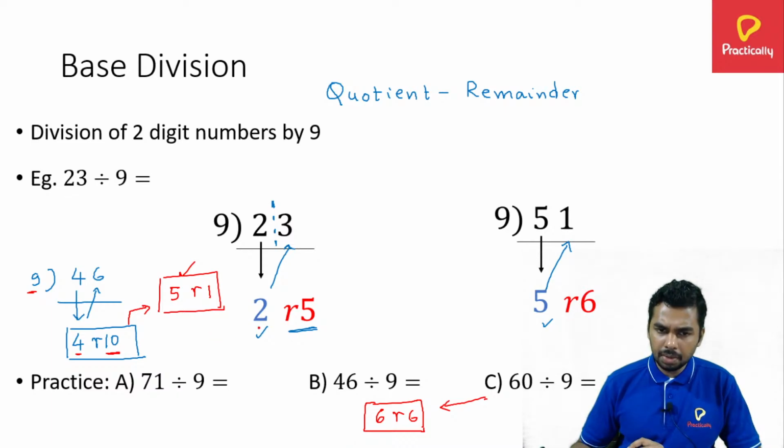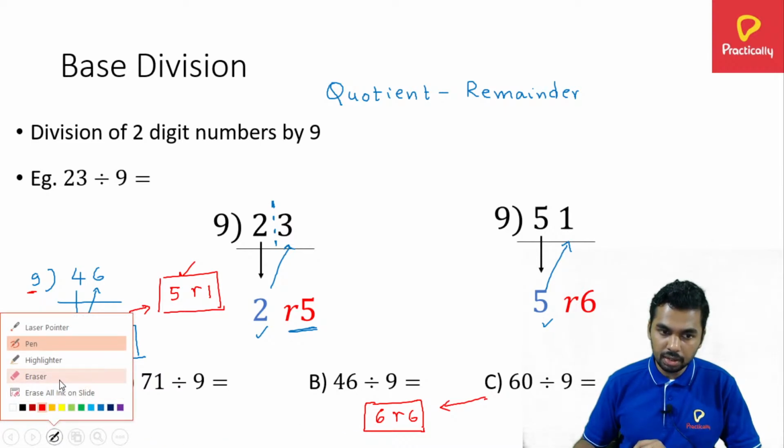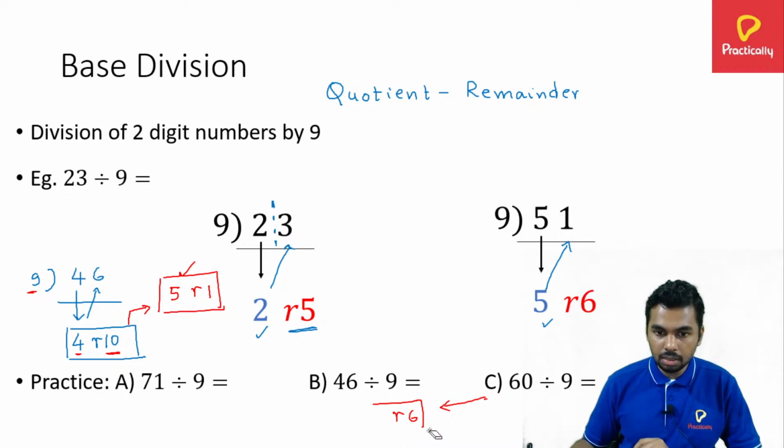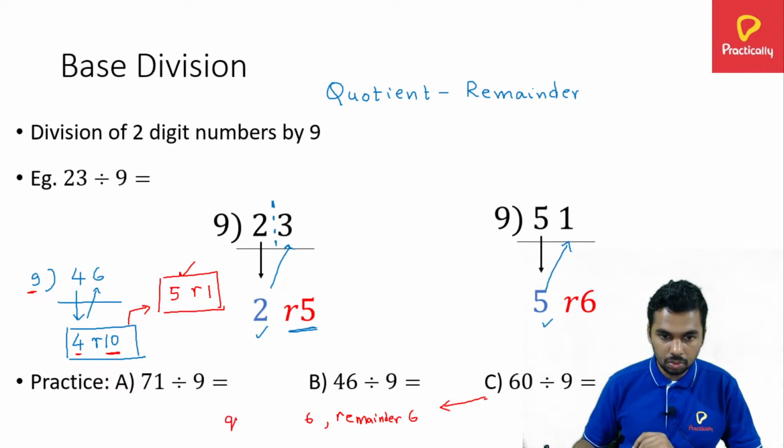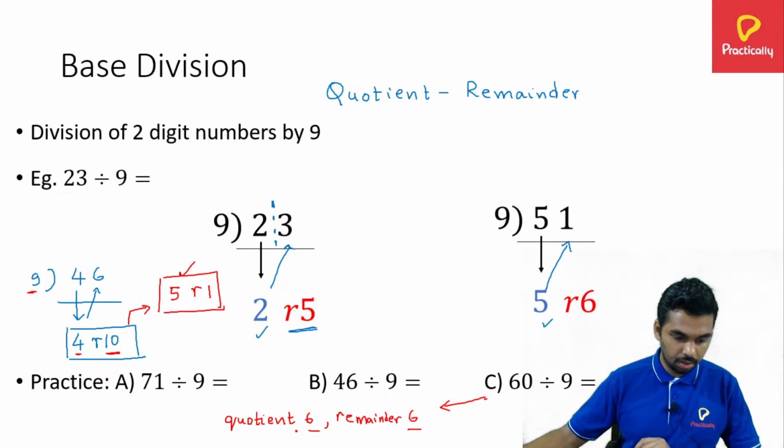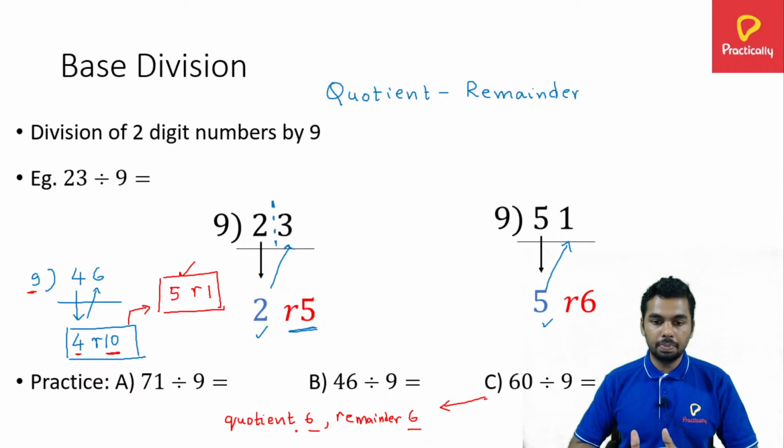Some students may get confused. So just to remove that confusion, I will write the full form of remainder. So the remainder is 6. Quotient is also 6. So the quotient for the problem is also 6. The remainder is also 6. So hope everyone understood this particular problem.